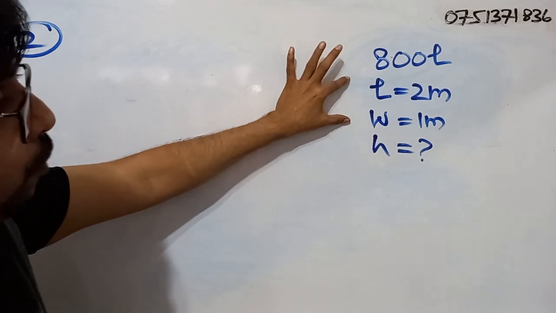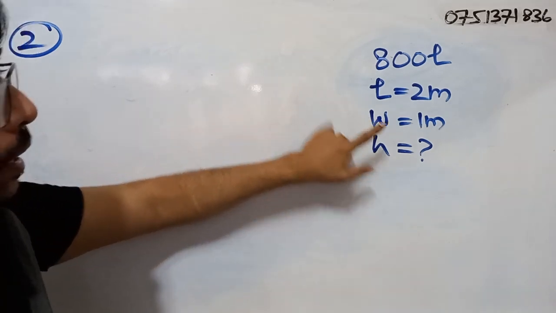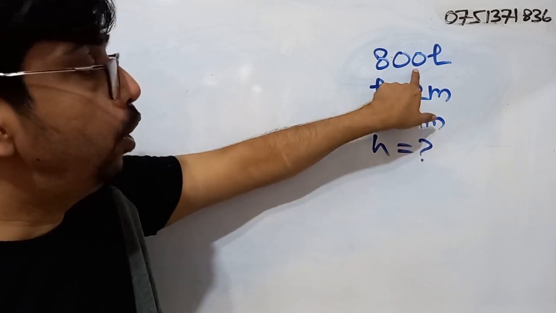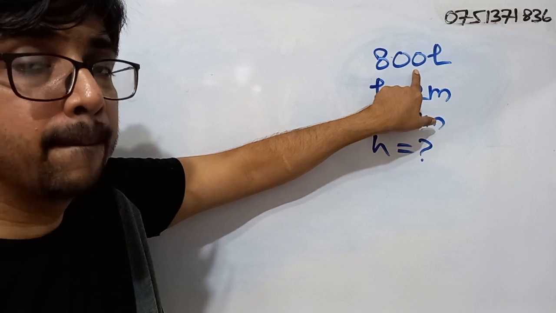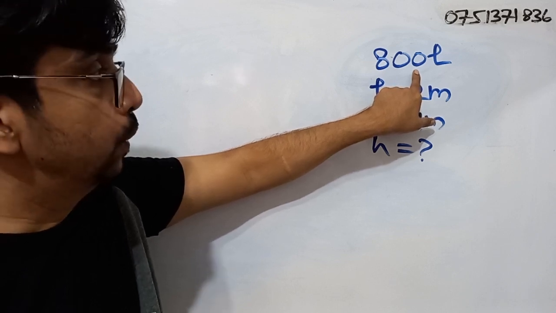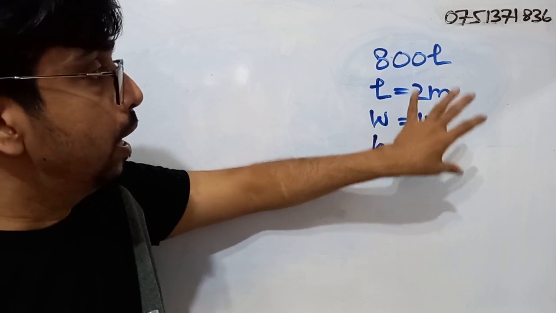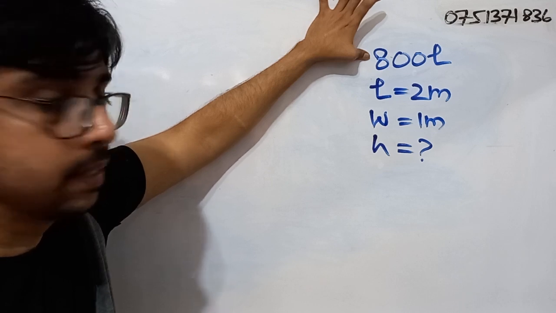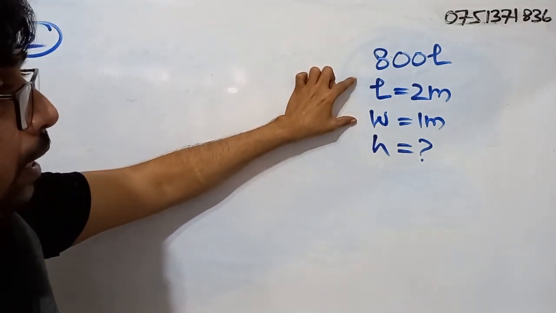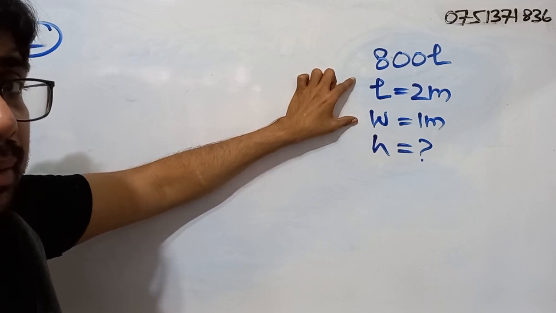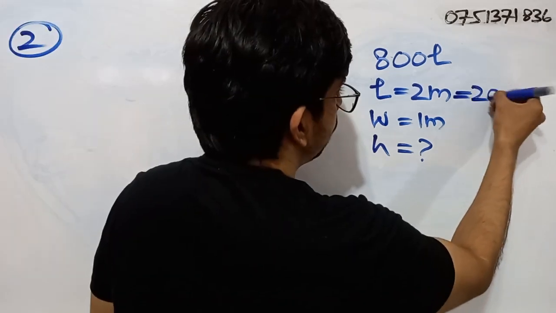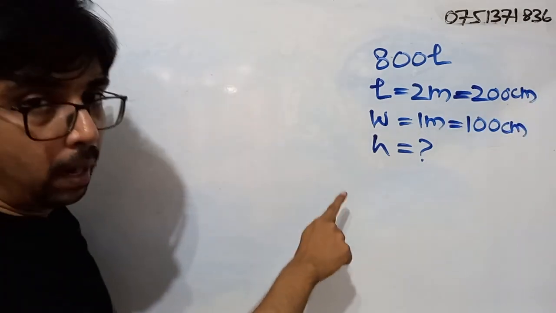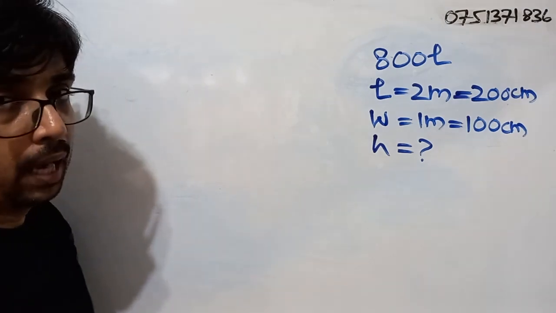What is that? If you observe the length and the width, those are given to us in what? Meters. Volume, that is given to us in what? Liters. So the very first thing is, we need to convert this volume into what? Cubic centimeters. And also we have to convert the length and width into what? Centimeters. Right? That is 200 centimeters, width that is 100 centimeters. 1 meter is equal to 100 centimeters.